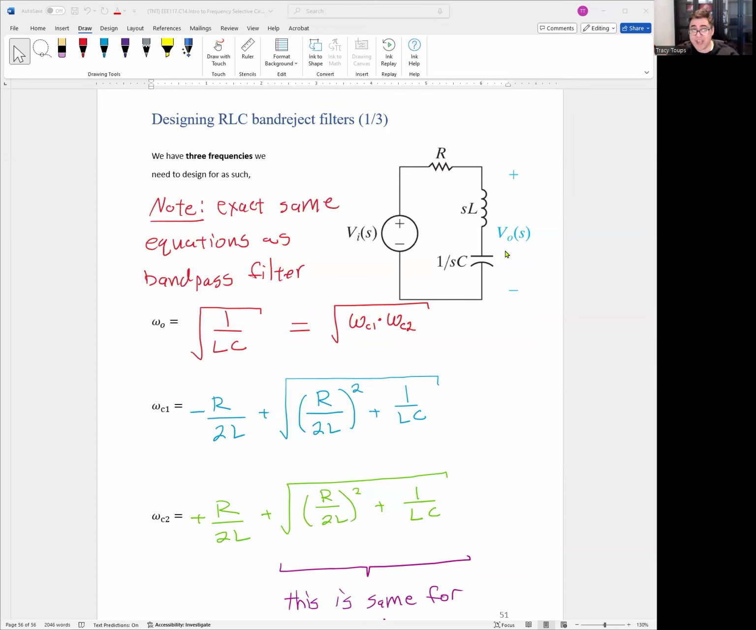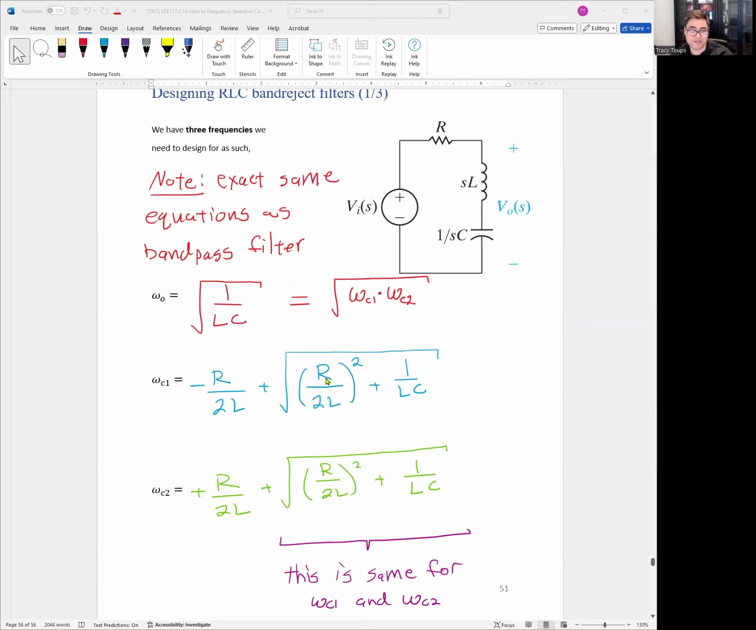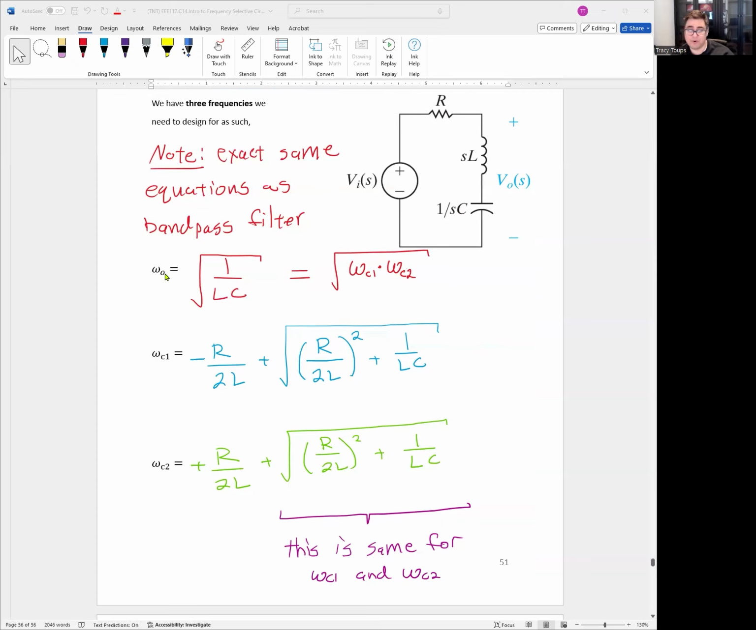So the natural behavior of the circuit, the way the electrons flow, hasn't changed. You're just plugging the output terminals in different places. Because the circuit hasn't really been altered, all your equations are exactly the same. That's the one saving grace about bandpass and band reject filters. They're pretty much the exact same design, except you just have to make sure you know if you want a band pass or band reject. That's the only difference. So the center point frequency is still the square root of 1 over LC, or you could take the lower cutoff frequency, omega C1, times the upper cutoff frequency, omega C2, take the square root of those, and that's your center point frequency.